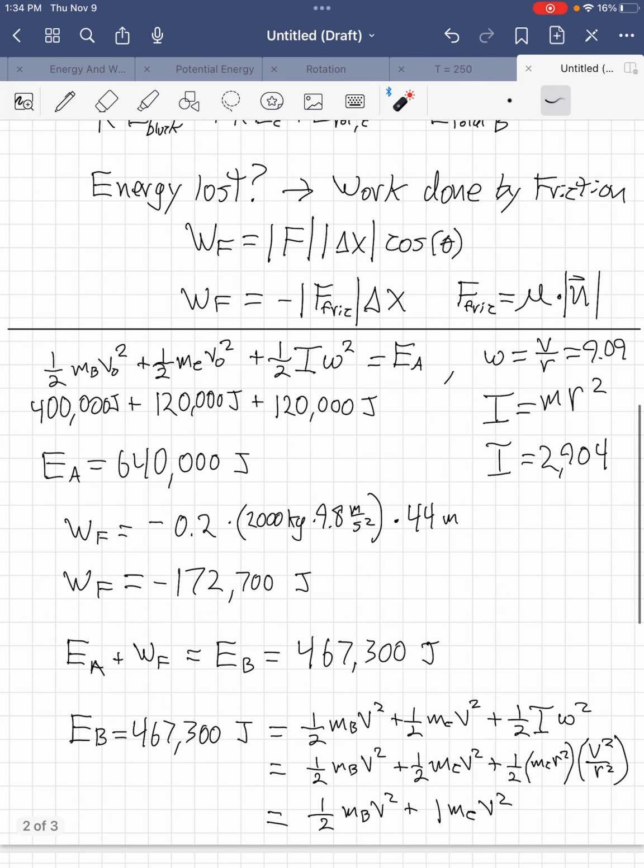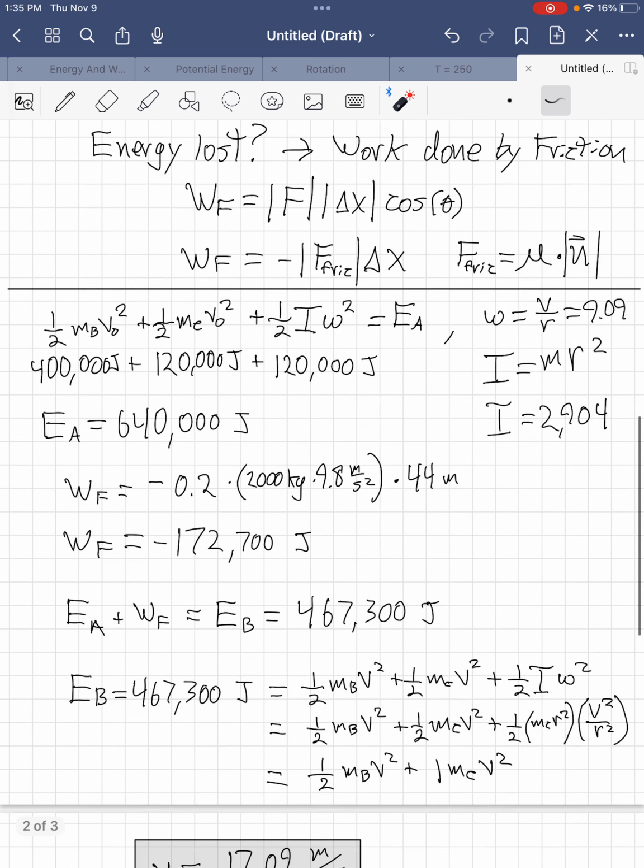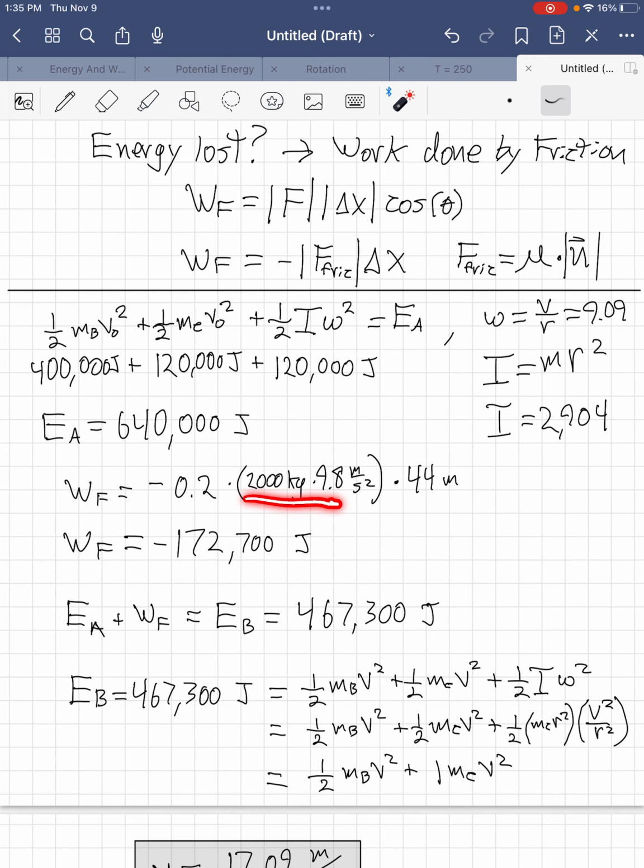And then we could say, what's the work done by friction, right? So it's going to be negative, and then 0.02, that's our coefficient of friction. In this case, the block is just sitting on the ground. Gravity is acting on it, so the normal force is going to be opposing gravity. So the normal force in this case is just going to be the mass times gravity. And then the displacement is 44 meters.